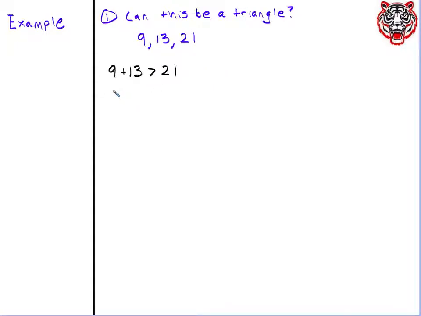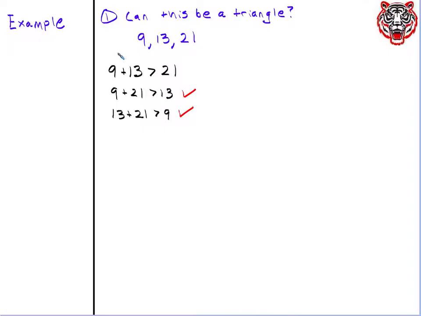And then I need to set up all the rest. 9 plus 21 needs to be greater than 13. That's obviously true, right? 21 just by itself is bigger than 13. And then finally, the last one, which is 13 plus 21 needs to be bigger than 9, which is pretty dumb because I have 21 and 13, which are both bigger than 9. Obviously, the sum is bigger. So I can go ahead and say, yes, you are true. Yes, you are true.